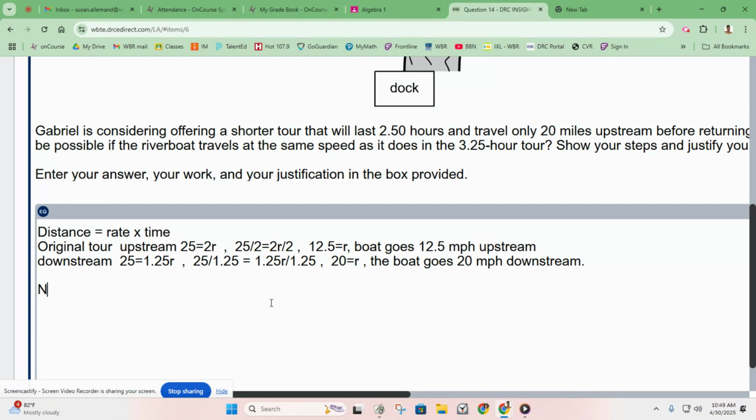All right, so now the new trip. The new trip, he's going 20 miles. So I know my distance is 20. His speed or rate upstream, let me do new trip upstream. Let's add that in there. Upstream is 20 equals, my speed was 12.5, and I don't know the time that it's taking. That's what I'm trying to figure out. How long is it going to take him to do this?